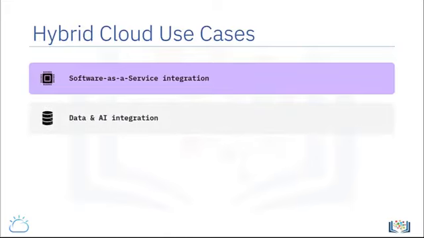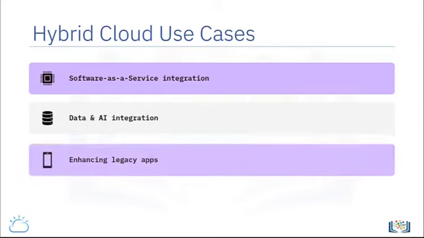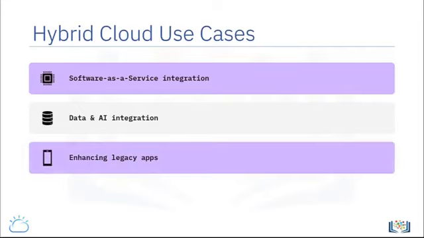Data and AI integration. Organizations today are creating richer and more personal experiences by combining new data sources on the public cloud, such as weather, social, the Internet of Things, CRM, and ERP, with existing data and analytics, machine learning, and AI capabilities. Enhancing legacy apps. An increasing number of organizations are using public cloud services to upgrade their user experience of their on-premises applications and deploy them globally to new devices, while incrementally modernizing their core business systems.